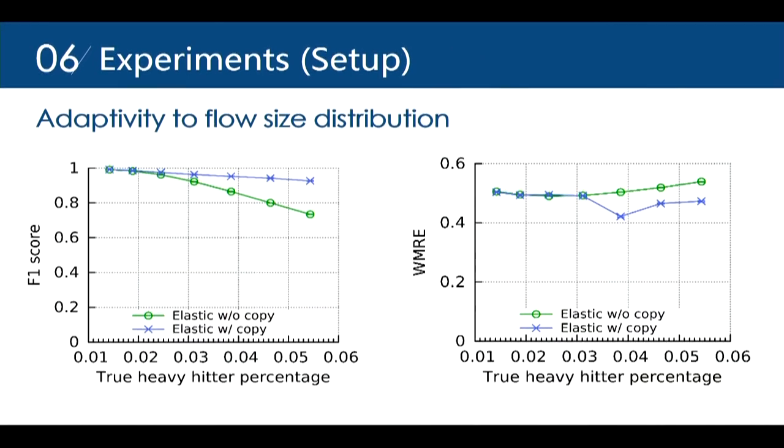Then we show the results for flow size distribution. When we use the copy operation, the accuracy only decreases a little.